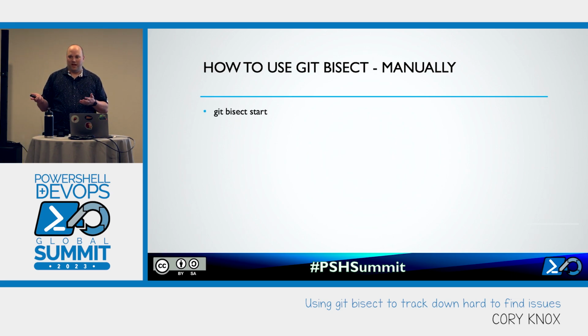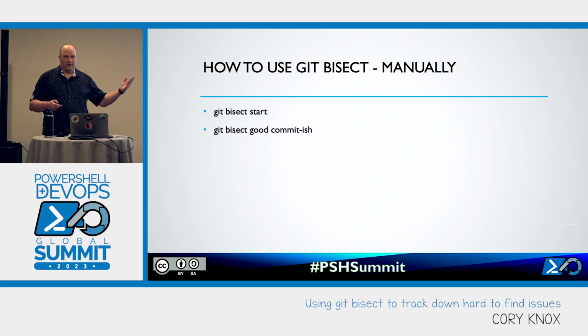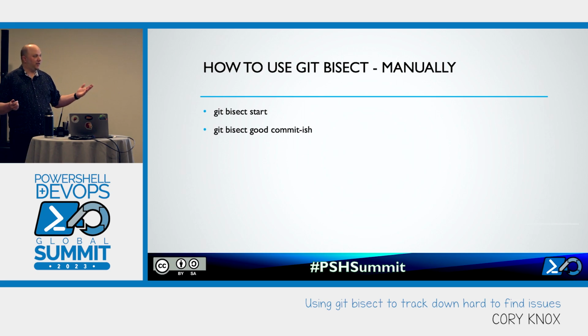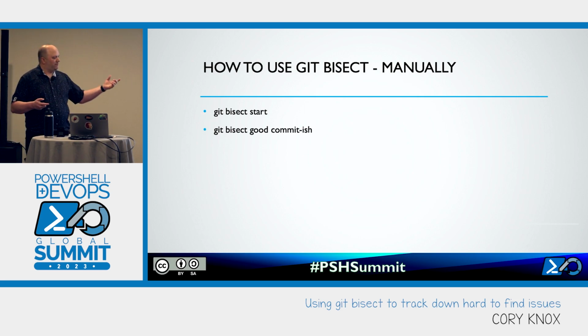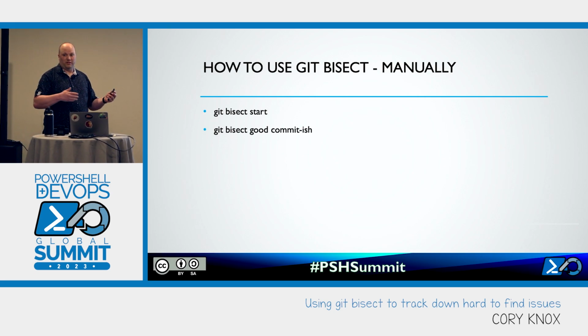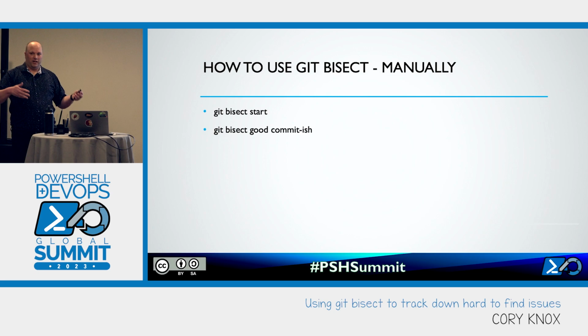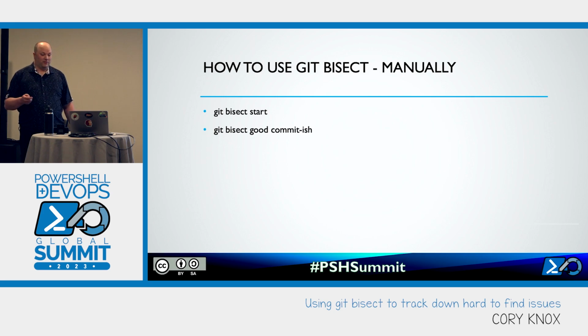So to use it manually, you start off by issuing the git bisect start command. And then it will ask you for the good commit and the bad commit. And you'll say git bisect good commit-ish, which I see all the time in the Git documentation, and I take it to mean a commit or something that points to a commit. Could be a branch, could be a tag, just eventually something that gets to the commit itself.